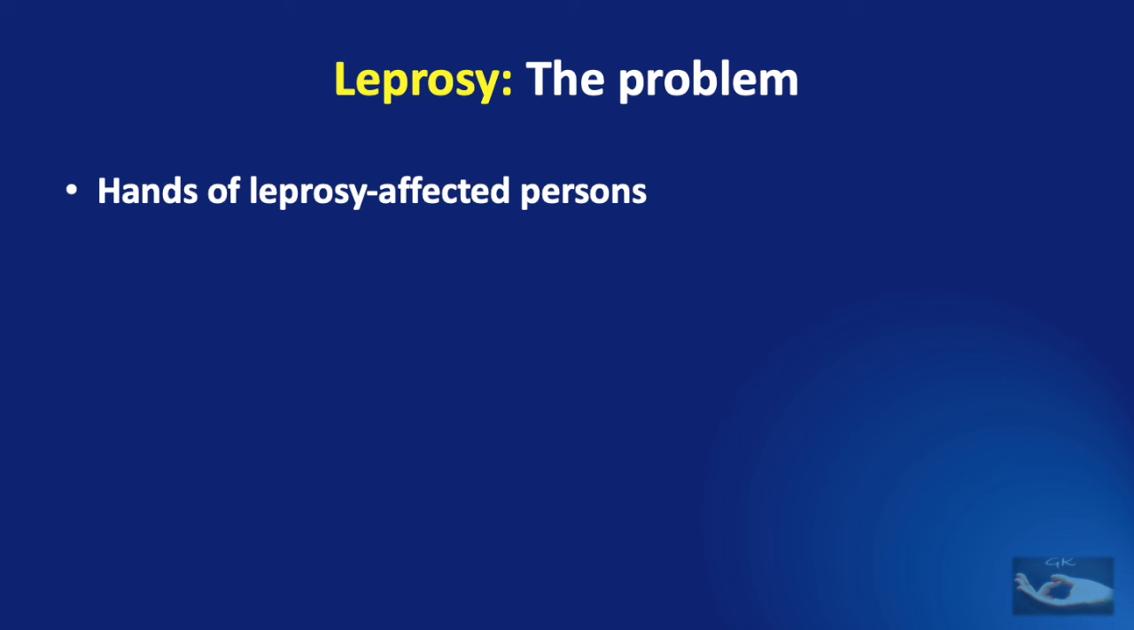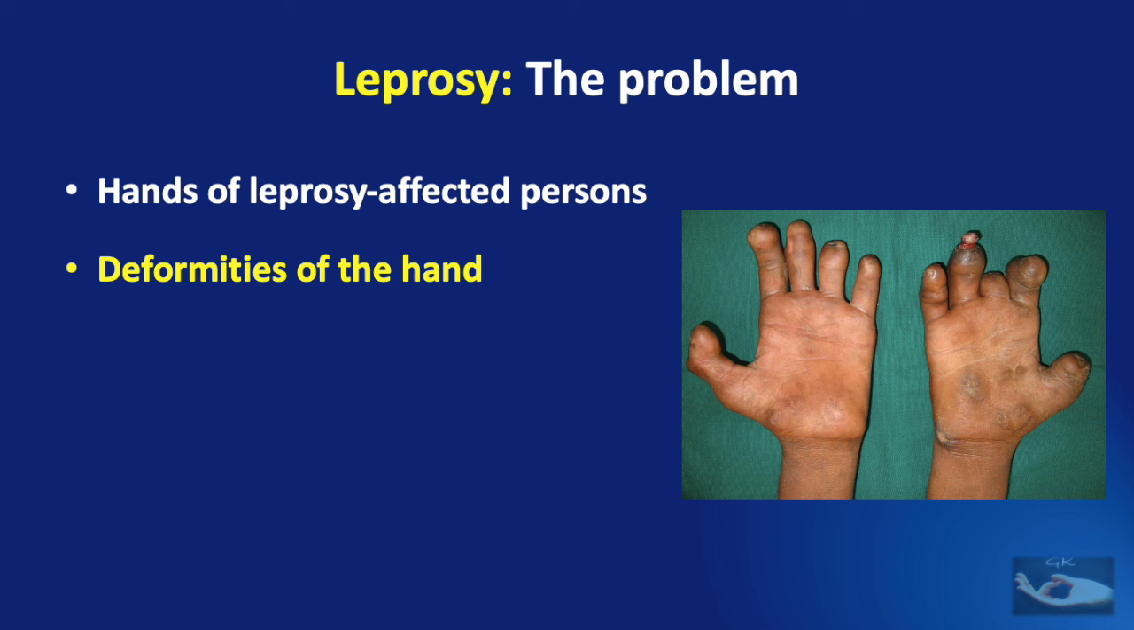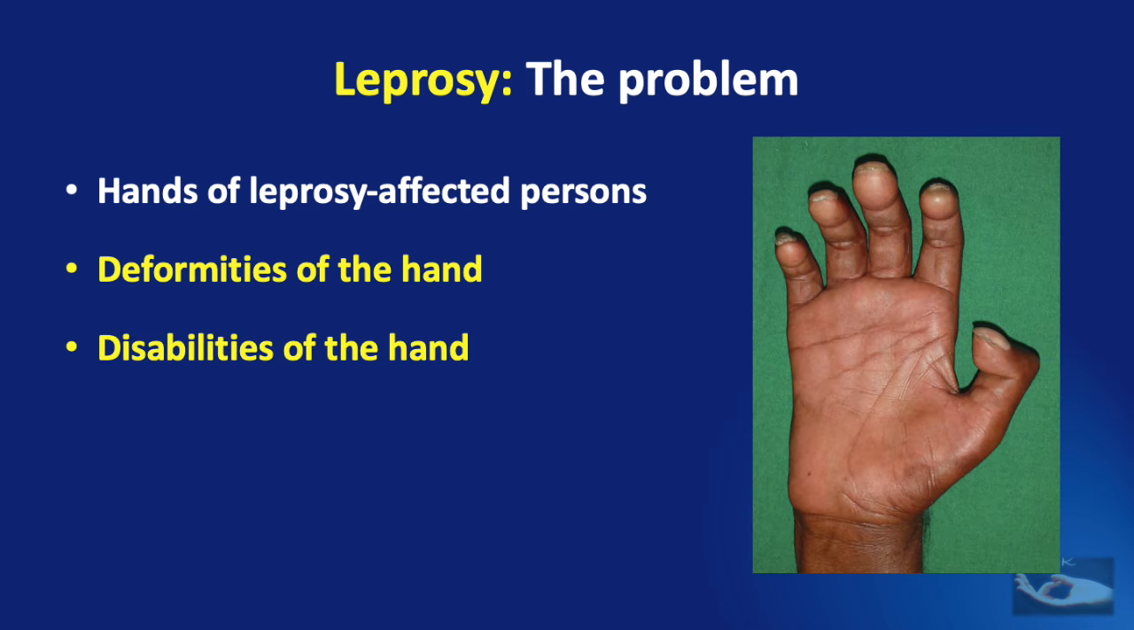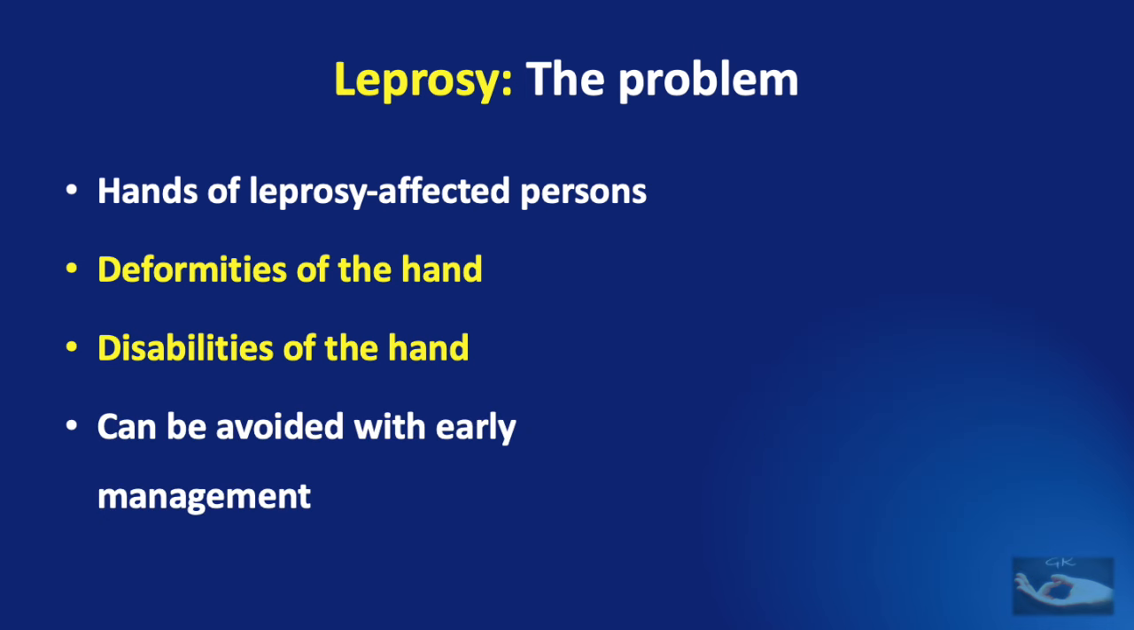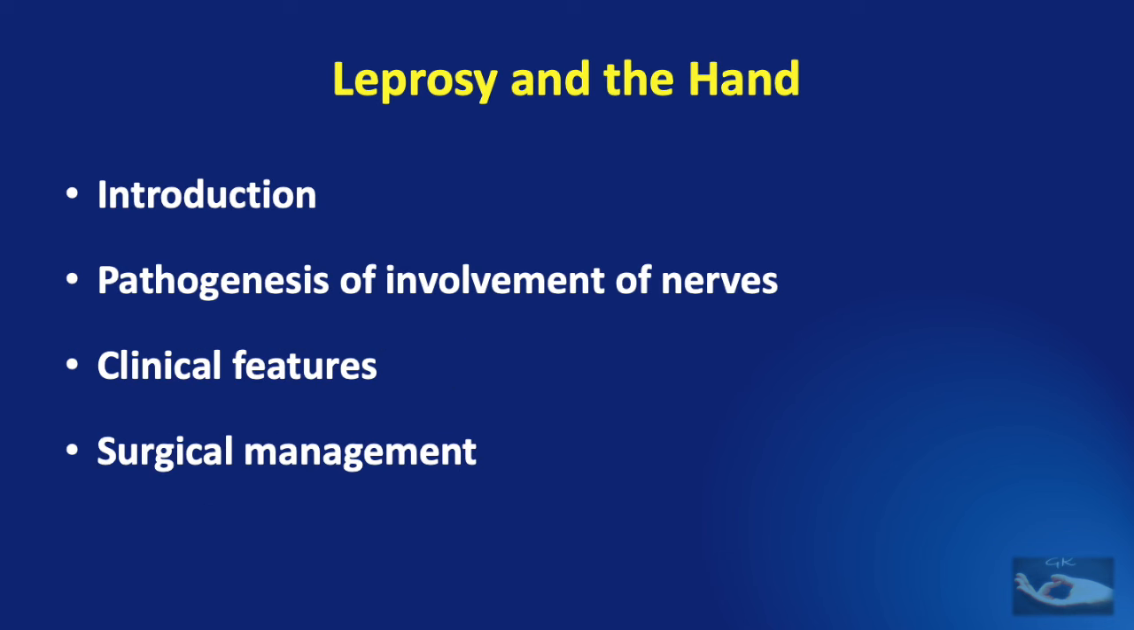Among leprosy affected patients, the hands can be very seriously affected. There could be deformities of the hand because of loss of sensibility and consequent absence of pain. There could be disabilities of the hand because of motor paralysis. And both of these can be avoided by early recognition and management. So we need to know more about how leprosy affects the hand and the upper limb. We shall first see a small introduction followed by understanding the pathogenesis of involvement of the nerves in leprosy in the hand. We shall then see the clinical features and finally the management.